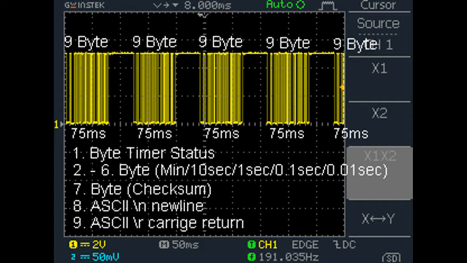And bytes 2 to 6 are the representation of the minutes, 10 seconds, 1 second, 0.1 seconds, and 0.01 seconds. The 7th byte is a checksum, and the 8th and 9th bytes are a new line and a carriage return ASCII.